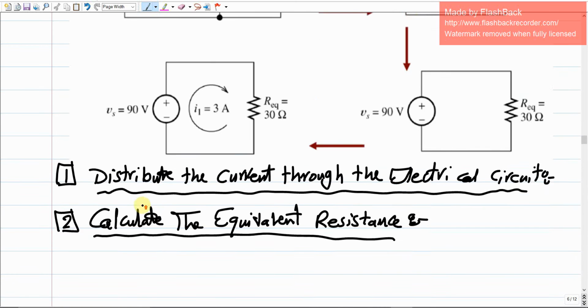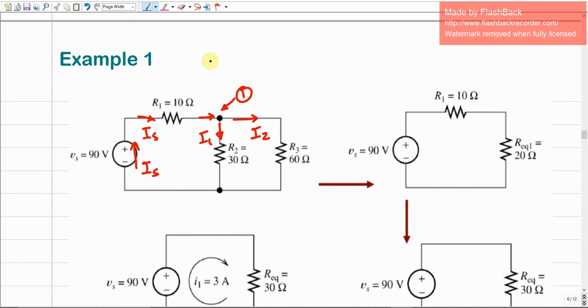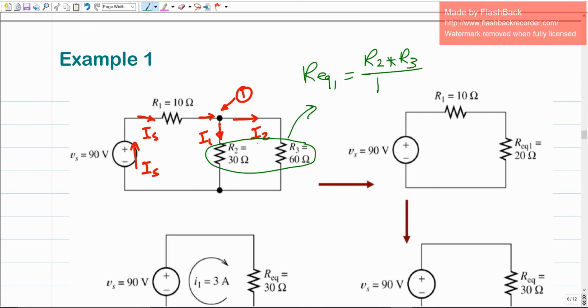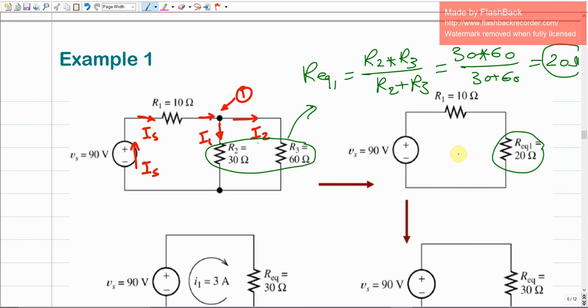So if we calculate the equivalent resistance here, as we did before, simply R2 and R3, both of them are parallel resistances. Agree? Why? The current has been split over them. So what does it mean? It means that I'm going to combine these two into R equivalent 1. This R equivalent 1 should be their multiplication, R2 times R3, divided by their sum, which is R2 plus R3. Agree? That is 30 times 60 divided by 30 plus 60, which, if you did the calculation, we're gonna end up with 20 ohms, which is gonna give us R equivalent 1.